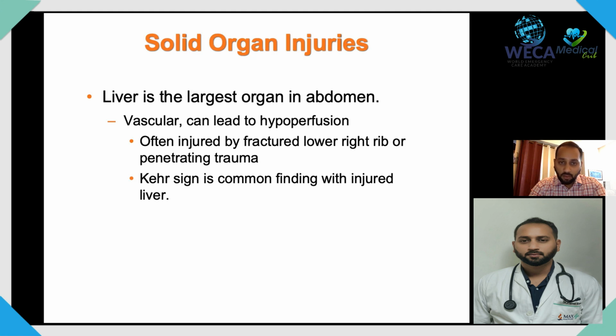Liver is the largest organ, so it's highly vascular, and it can cause some serious massive hemorrhages, which can lead to hypoperfusion. It can often be injured by fractured lower right ribs, or penetrating trauma can be a reason for liver injuries. Kehr's sign is a common finding with an injured liver, where there is blood in the peritoneal cavity, and the pain may reflect to the shoulder. Instead of the site of injury, the patient may be complaining of pain in one of the shoulders.